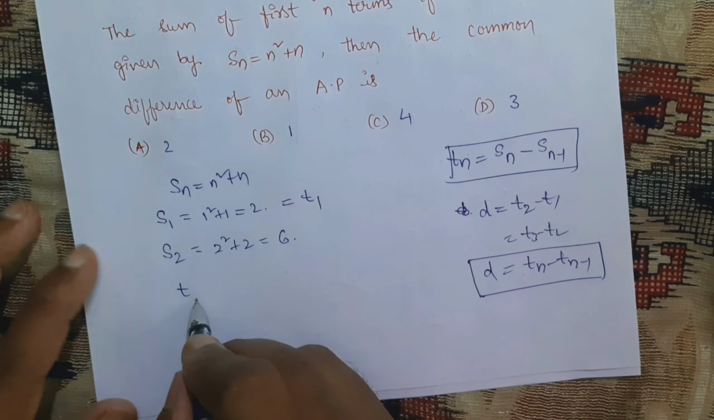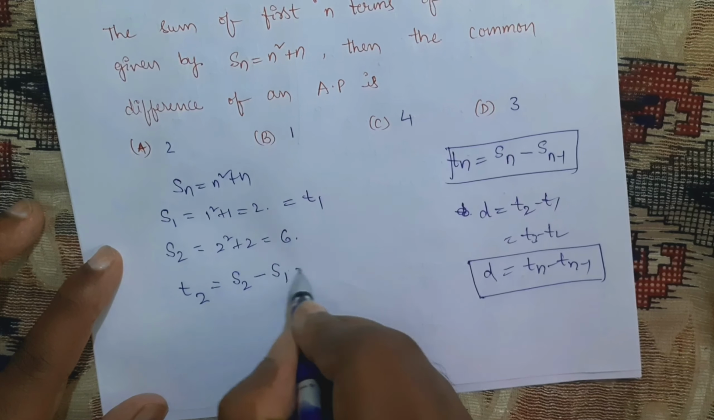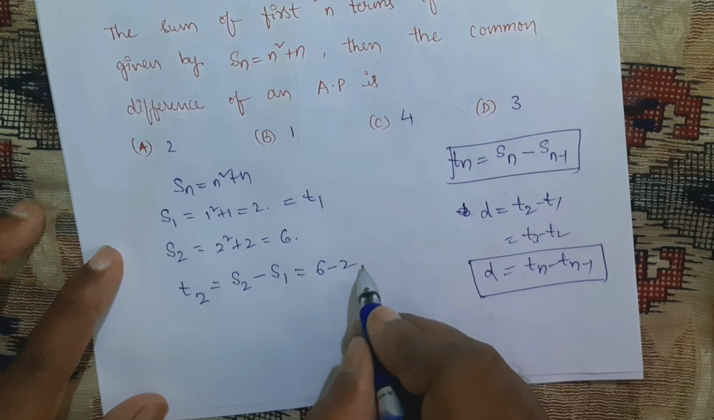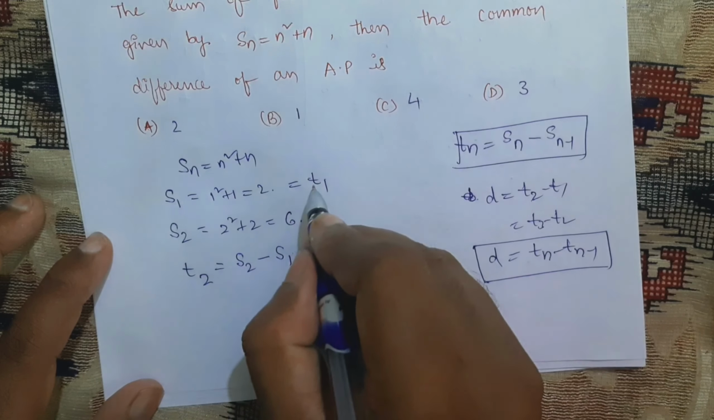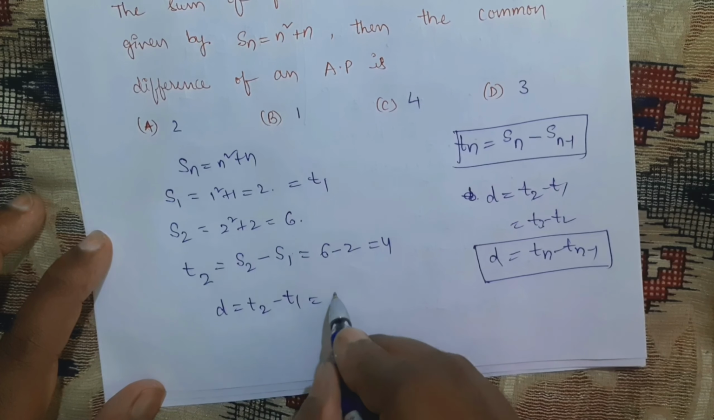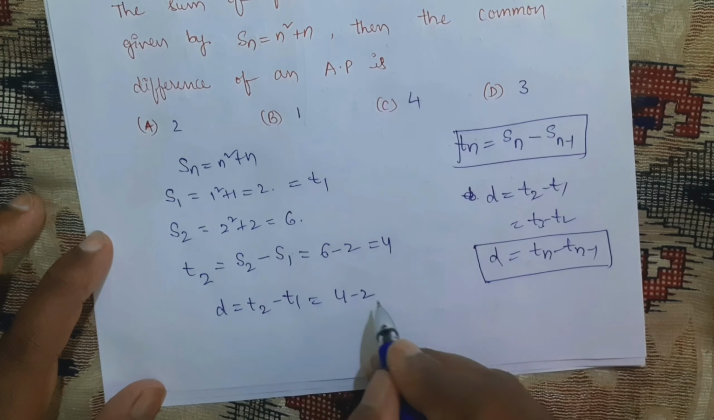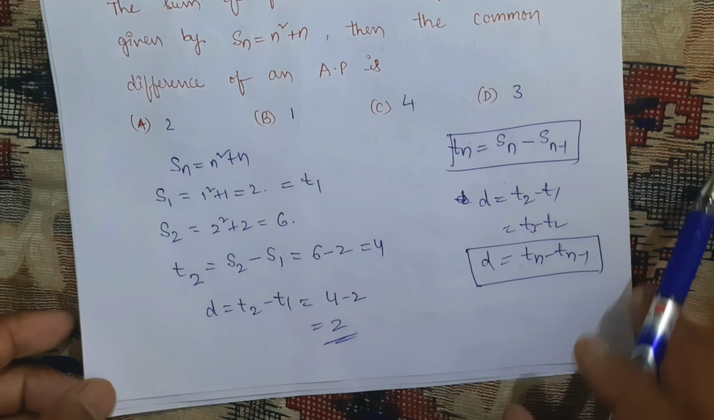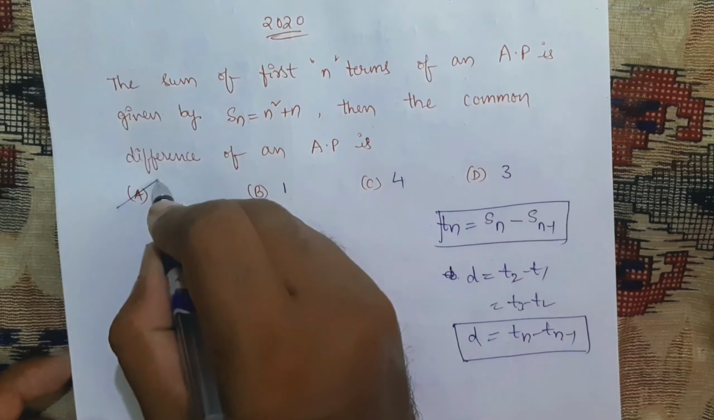Now to find T2, by using this formula, I will write it as S2 minus S1, which is nothing but 6 minus 2, which is equal to 4. So here we got T2. Now from T2 and T1, we can find d, which is equal, d is equal to T2 minus T1, which is equal to 4 minus 2, which is equal to 2. Understood? So our answer is, that is option number A.